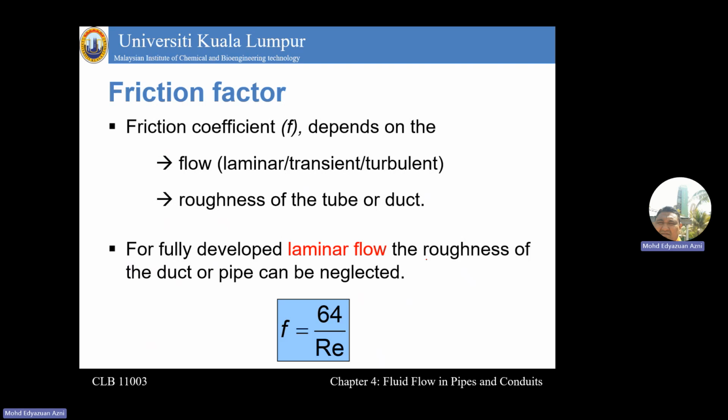So how to determine the friction factor? There are three situations, not three ways, but three situations. The first situation: if the flow is laminar, we can calculate the friction factor using f equals 64 over the Reynolds number. So the first condition, if it is laminar, we use this formula: friction factor equals 64 over Reynolds number.